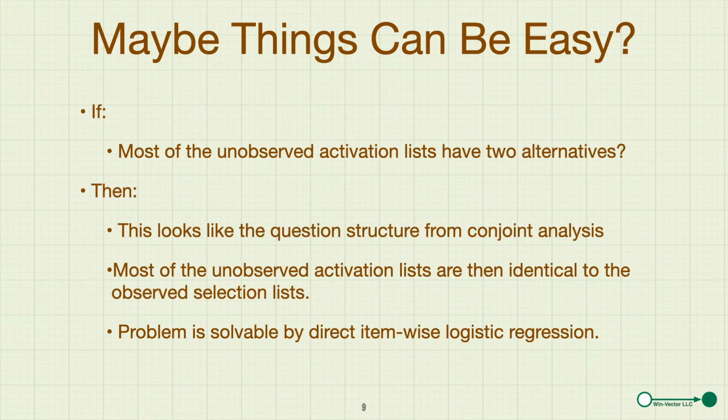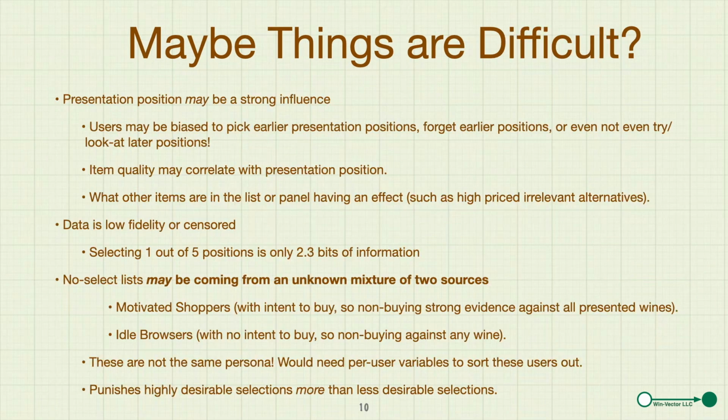So this is the problem, and maybe it could be an easy problem. If, for instance, all the panels or lists we showed to people had only 2 alternatives, then this is exactly the interview sequence you'd do in a conjoint analysis. And it's roughly solvable by logistic regression, or logistic regression on pairwise differences. So there's ways to deal with this. However, maybe things are quite difficult. There can be a lot of confounding factors that we may want to model. We're not going to model them here, but going forward, this will become very important to us.